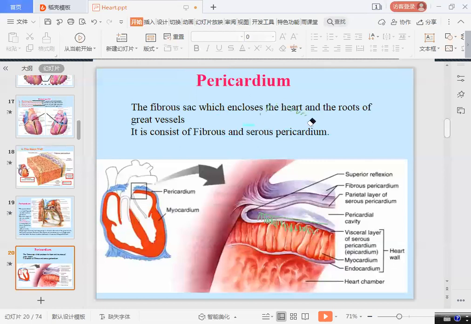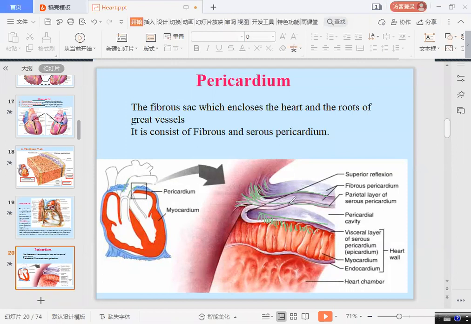As I told you, this fibrous sac is the outermost layer. If you see the picture, this is the superior fusion. Here you can see the fibrous pericardium, and it is fused with the great vessels. This is the aorta, and this is the pulmonary trunk. Here you can see the fibrous pericardium attached with the pulmonary trunk, and after this fibrous pericardium, we have the serous pericardium.